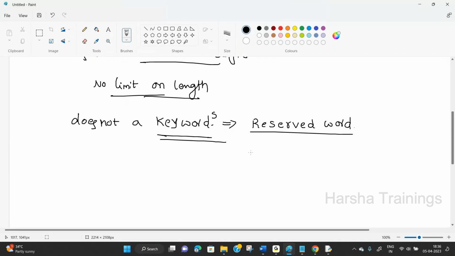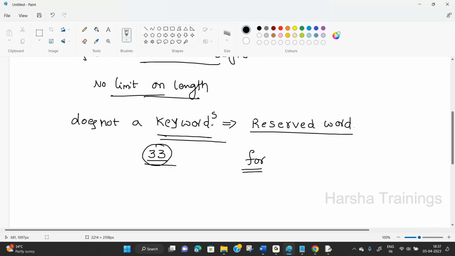For example, for is a keyword which is used for repetition. If is a keyword which is used for checking the condition. Else is a keyword. Like this, you have a total of 33 keywords available in Python. Keywords are reserved words. Both mean the same. Now, what are these 33 keywords? Anyway, you no need to remember.